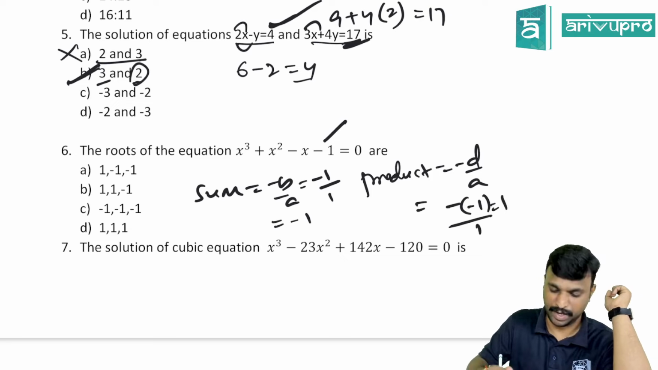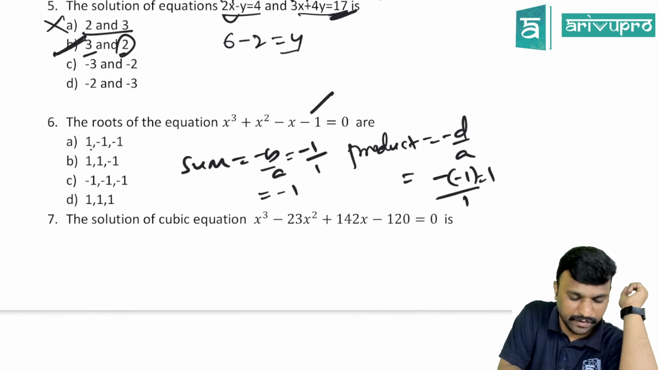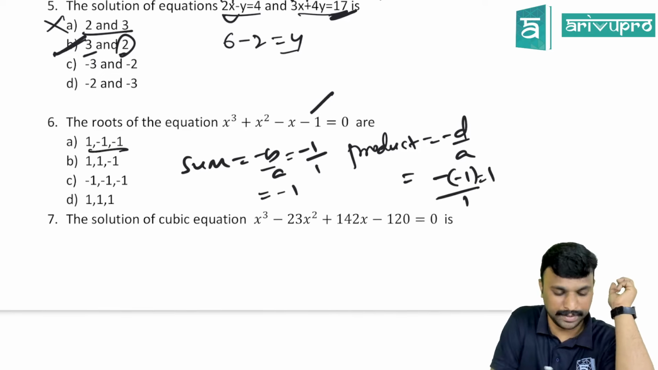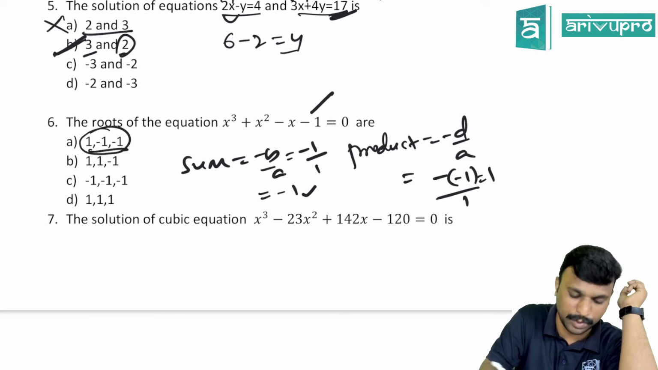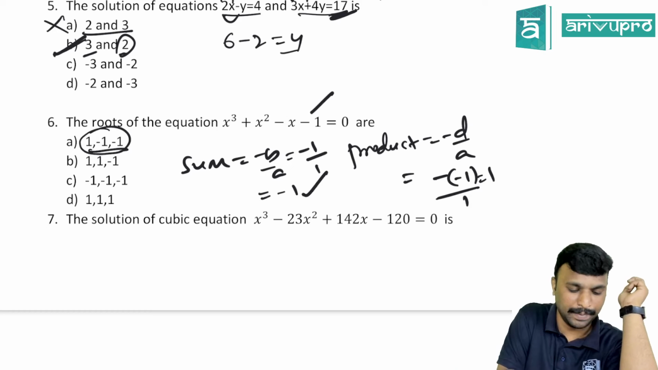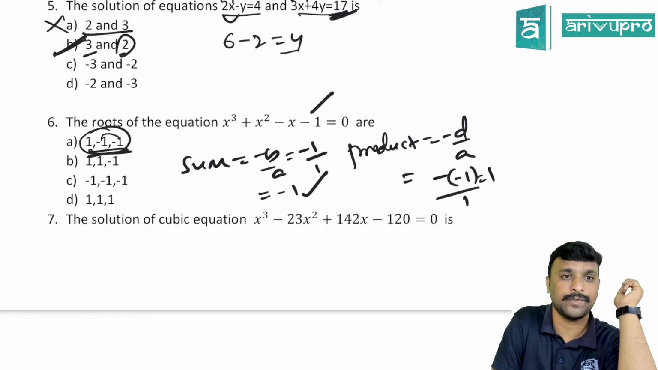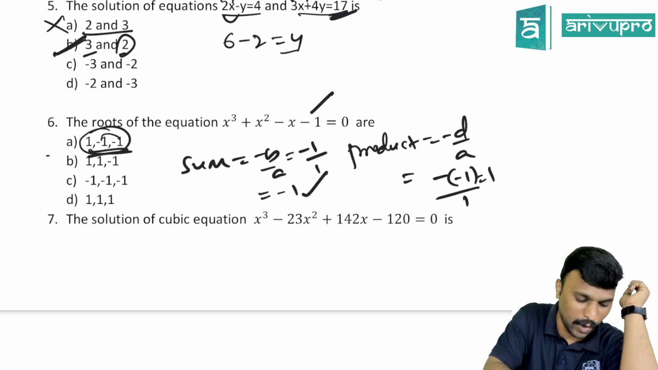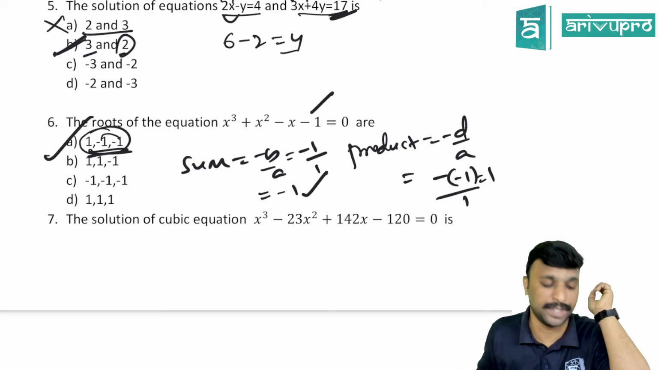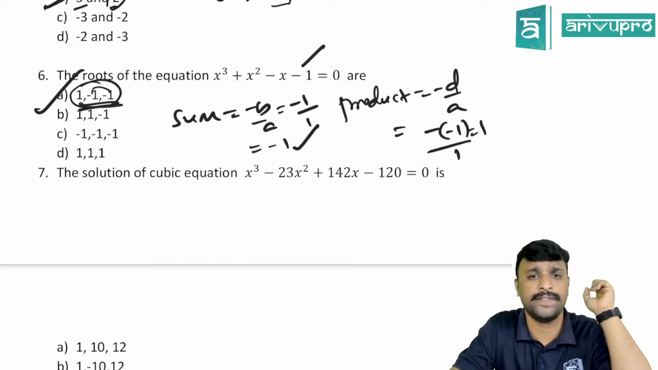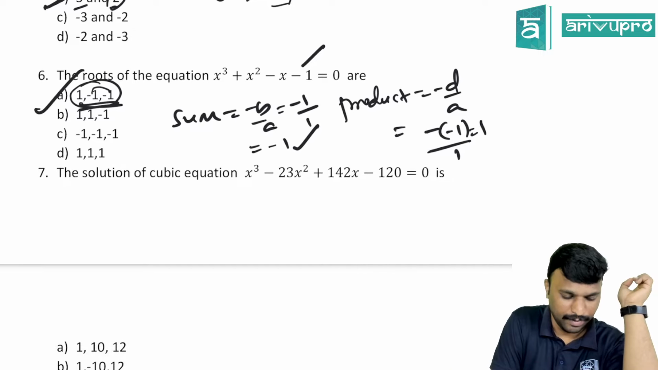So just hit the options. Guys, if I hit the first option, what is sum of all these three roots? 1 minus 1 is 0. 0 minus 1 is minus 1. So sum of the roots is satisfied. And if you multiply, minus into minus 1 is plus 1. Plus 1 into 1 is plus 1 only. So option A satisfies all the conditions. Sum of the roots is minus 1. Product of the roots is plus 1. All right. One more question.